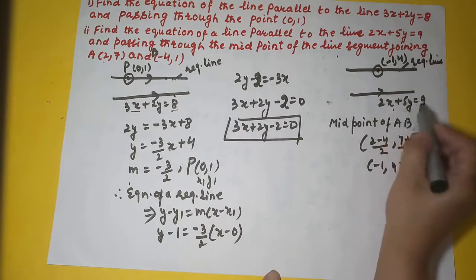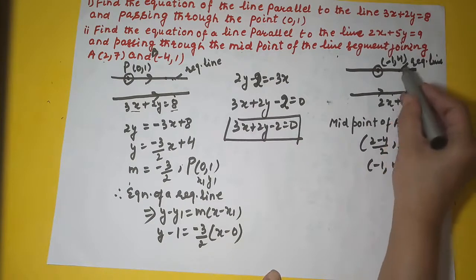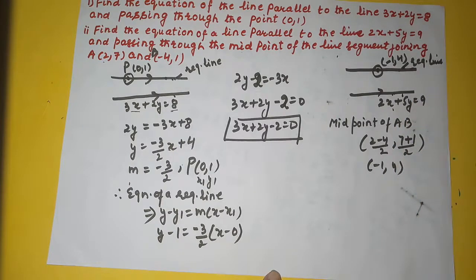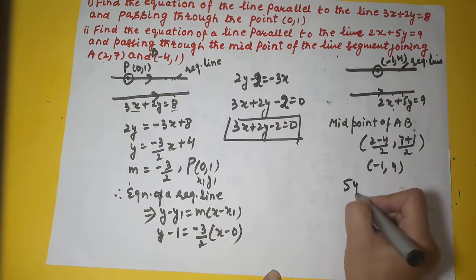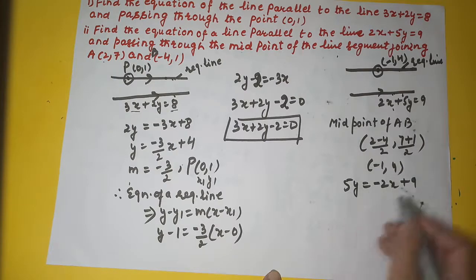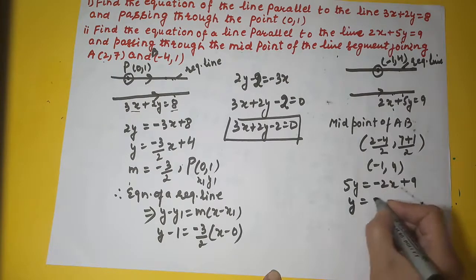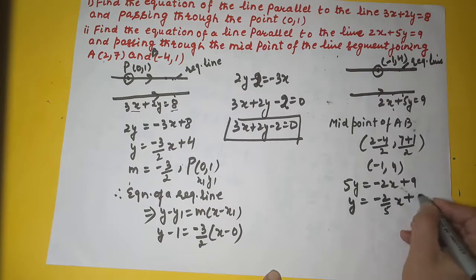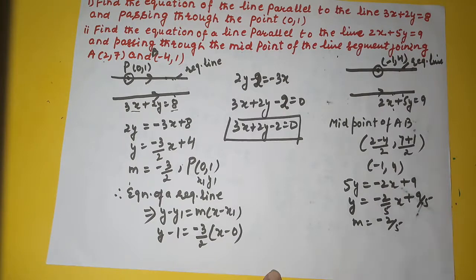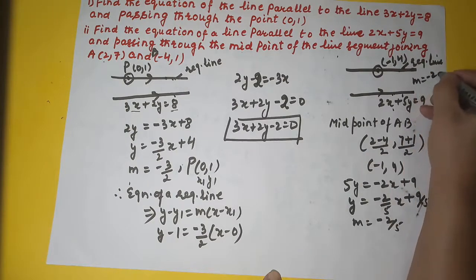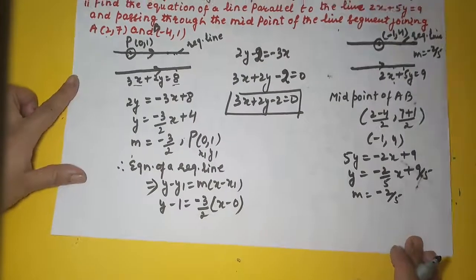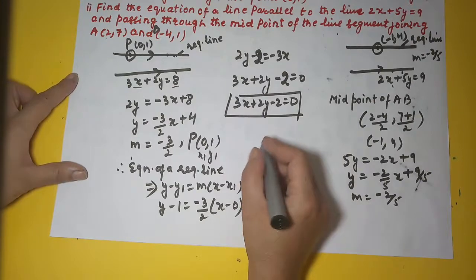Now we find the slope from this equation because our required line is parallel to this line. So the slope of this line will be the slope of the required line. So 5y is equal to minus 2x plus 9. We are converting this into the slope form. y is equal to minus 2 by 5 x plus 9 by 5. So what is my slope here? Minus 2 by 5. Now I have got the slope also, minus 2 by 5. I have got the point also. I can find the equation of the required line by point slope form.